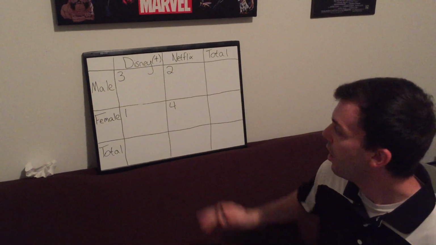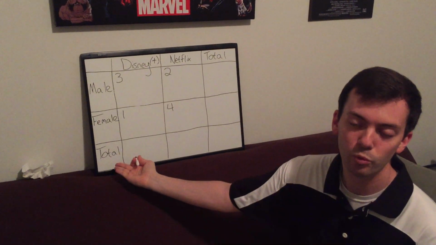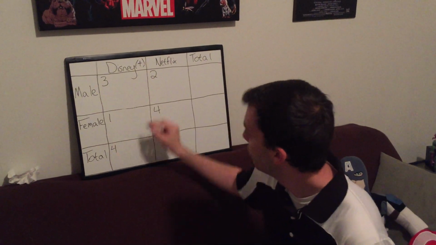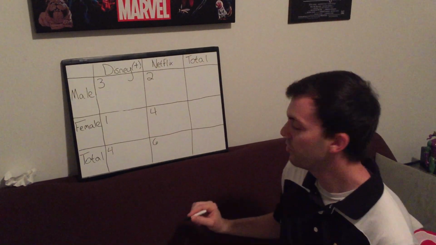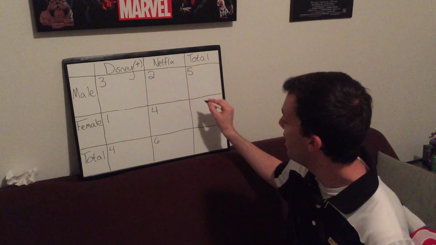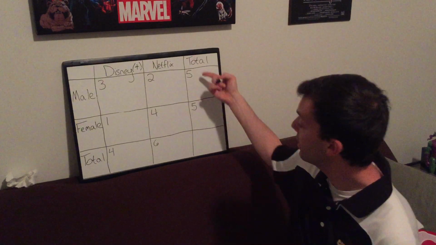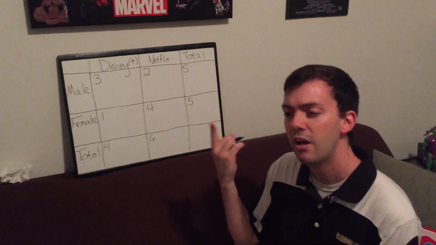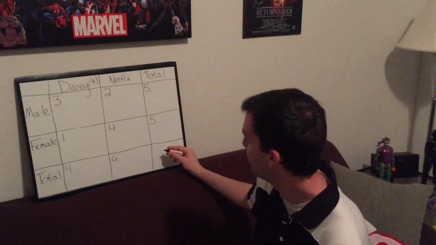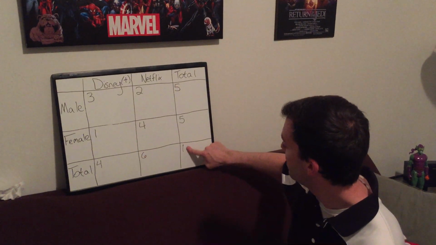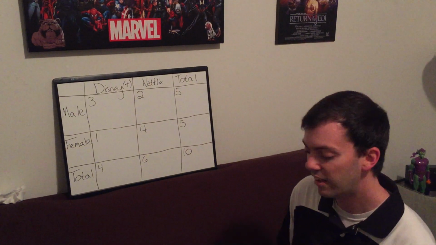For Netflix and females, I had 4. And then from there, I also want to fill out my marginal frequencies, which in other words are my totals right here. So for Disney Plus, I had a total of 4 votes. For Netflix, I had a total of 6 votes. Over here, for males, I had 5. For females, I had 5. So it looks like I interviewed the same number of males and females, which is good. That sometimes is nice to have, a good equal representation. And then 5 plus 5 gives me 10, and 4 plus 6 gives me 10 as well. So that works because I interviewed 10 people.